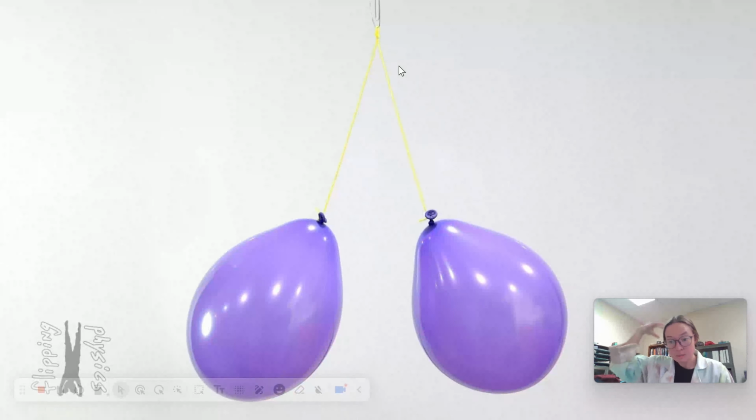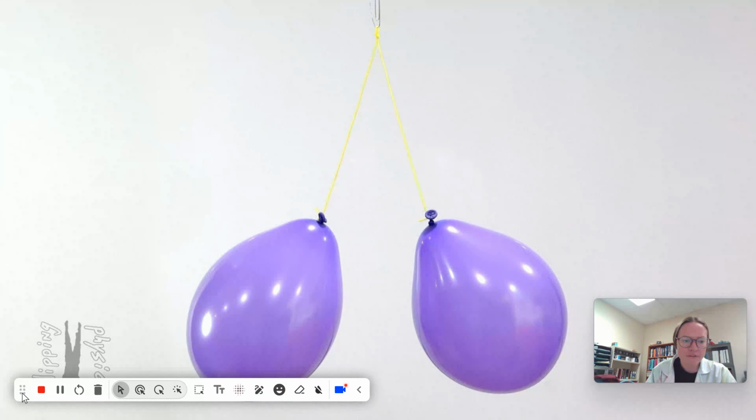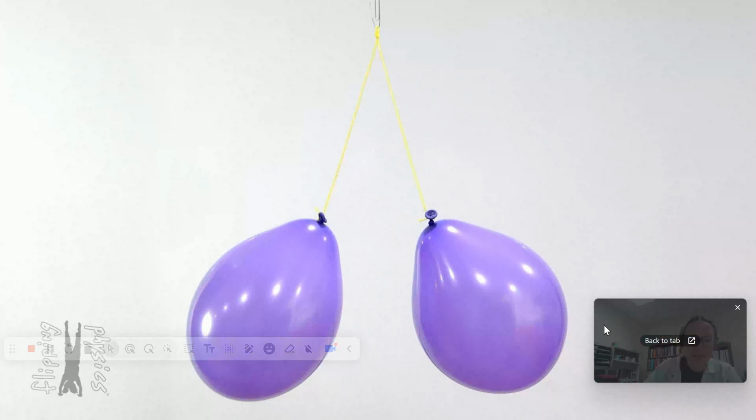Grab two balloons, rub them both on your head like this, get them nice and staticky, tie them to a string, and you'll see that they hang like this with some space in between them. If we wanted to draw a free body diagram of these balloons, then we totally could.